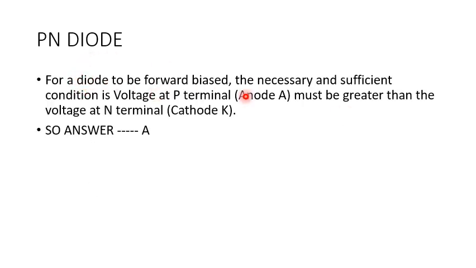See, for a diode to be forward biased, the necessary and sufficient condition is that the voltage at the P terminal must be greater than the voltage at the N terminal. At the N terminal they had given minus 5 volt. The voltage at the P terminal is 0 volt. Obviously 0 is greater than the cathode terminal voltage. So your answer is A. You have to be very careful. If they give diagrams like this, you have to observe the diagram carefully and find the answer. Okay, now we'll go to the next slide.